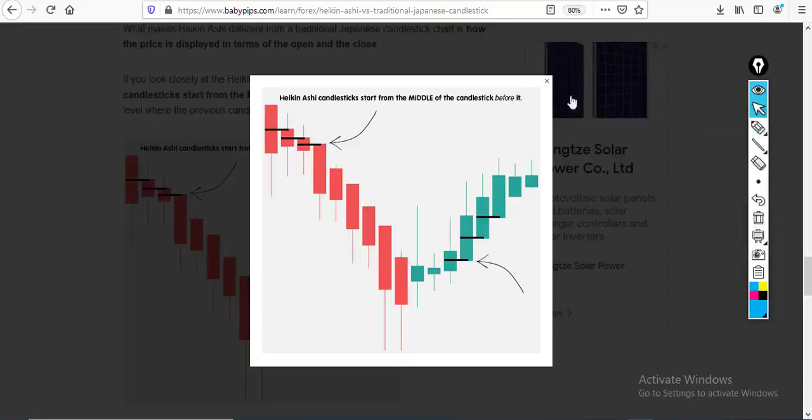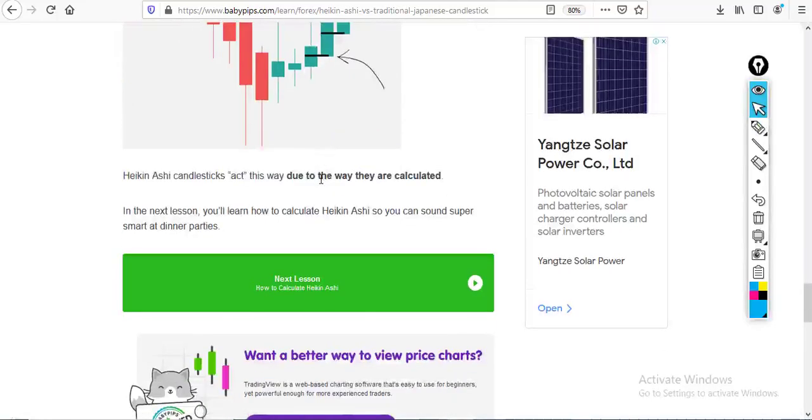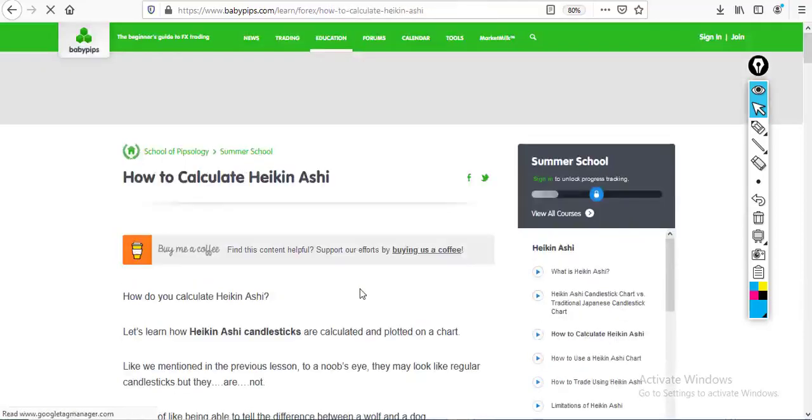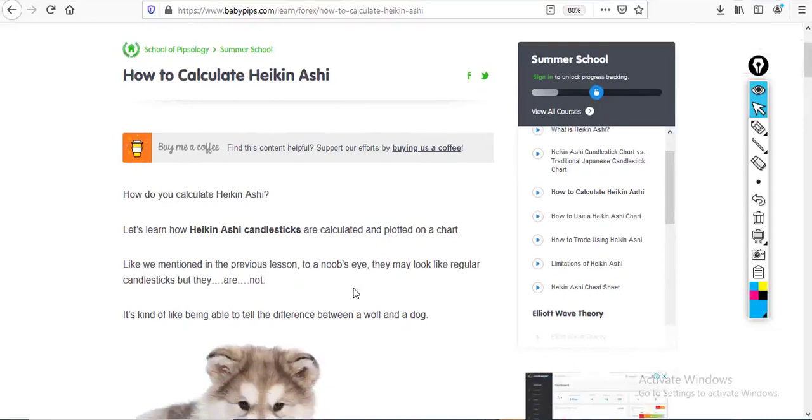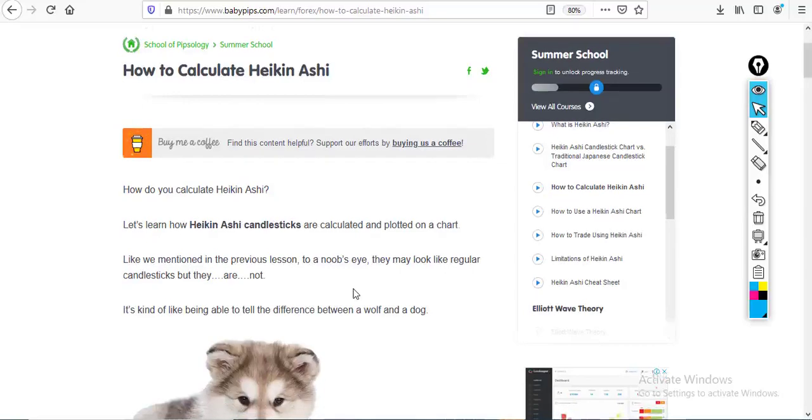So we are also going to learn how to calculate the Heikin Ashi, so that when we read our charts, we read our charts professionally. So, how to calculate the Heikin Ashi candlestick chart. We need to know that there are technicalities involved. Of course, somebody who is very new might think the Heikin Ashi is just the same as the traditional Japanese candlestick chart, but it's very, very different.